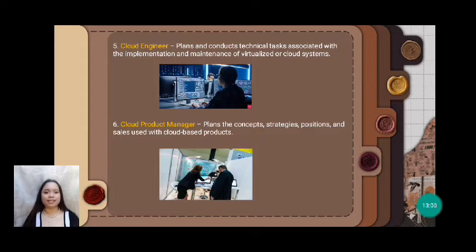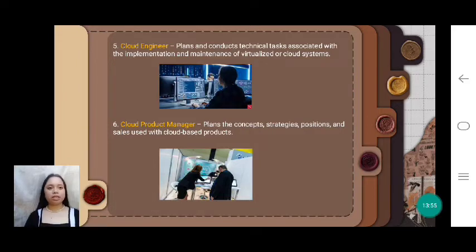So number 6 here is the Cloud Product Manager. Plans the concepts, strategies, positions, and sales used with cloud-based products. So the Cloud Product Manager is the one who plans the concepts. And also, the Cloud Product Manager is the one who thinks about the strategies, positions, and sales used with cloud-based products. Also, the Cloud Product Manager is the one who focuses on execution, ensuring that the company you are working for is delivering the best cloud experience possible. So that's the work of the Cloud Product Manager. So let's go now onto the next page.